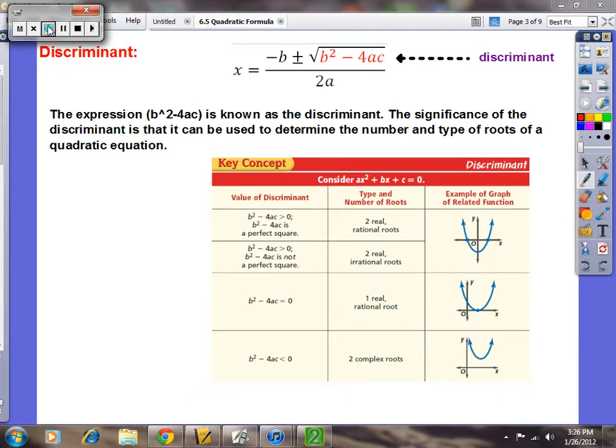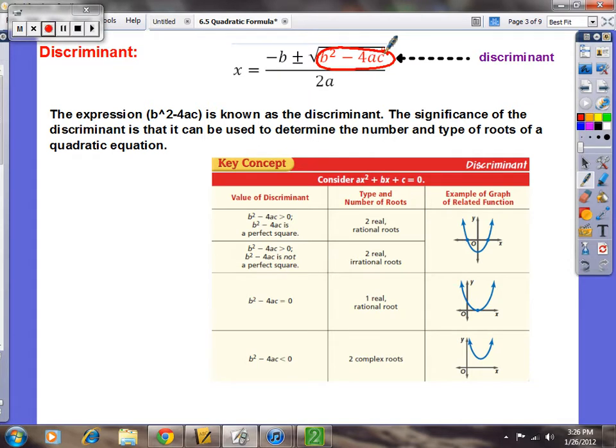Okay, 6.5, the quadratic formula. If you take your quadratic formula, which is this right here, x equals negative b plus or minus the square root of b squared minus 4ac all over 2a. The discriminant, let's talk about the discriminant and do a couple problems. The discriminant is what is underneath the square root. So it's going to be this b squared minus 4ac.